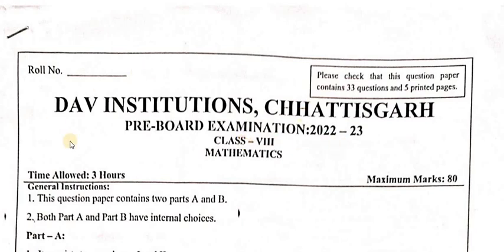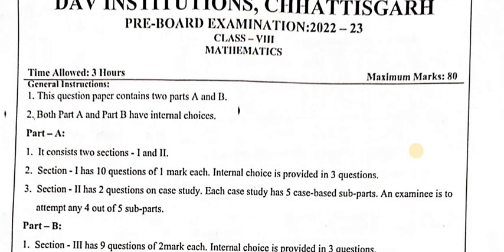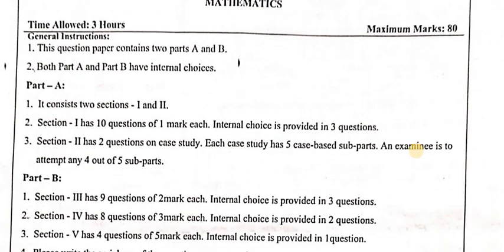So now you can see this is pre-board examination 2022-23 class 8 mathematics and time allowed is 3 hours and maximum marks is 80 marks. So in this part we can see we are having part A and part B. In part A it consists two sections, section 1 and section 2. Section 1 has 10 questions of 1 mark each, internal choice is provided in 3 questions, and section 2 has 2 questions on case study. Each case study has 5 case based subparts, but the examinee is allowed to attempt any 4 out of 5 subparts. That means any 4 we can attempt.